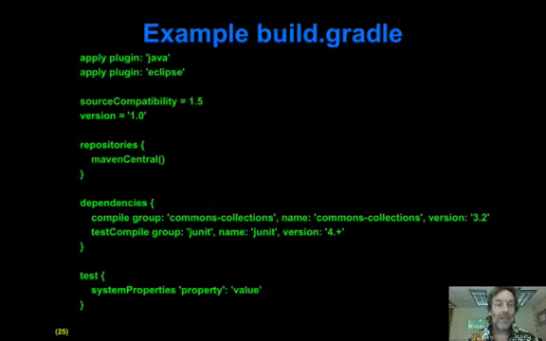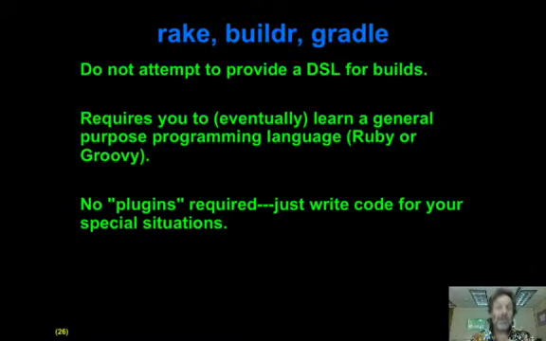Here's an example of what a Gradle build file looks like. I mean, it doesn't look that much like Java, but a little bit more than maybe Ruby. Got the curly braces and so forth. Okay, so in contrast to Ant and Maven, we've got Rake, Builder, and Gradle. That family of build tools is not attempting to provide a domain-specific language for builds, where there's a certain set of primitives and a predefined workflow and a certain way of running through the build process.